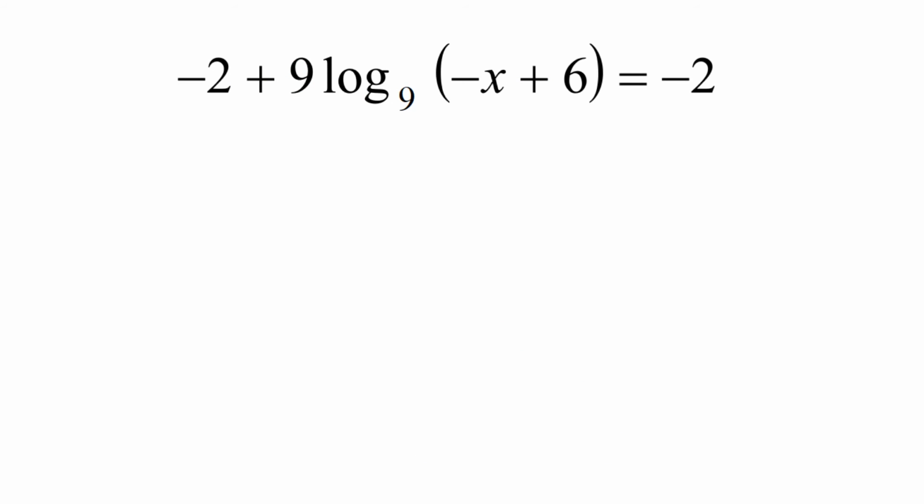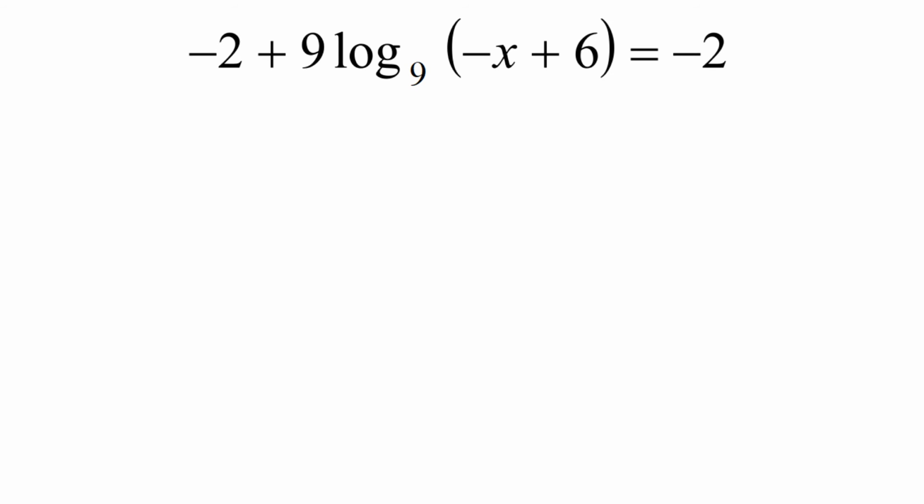And our last example. Again, we've got to make sure that this stays positive, the -x plus 6, so we know that we have a restriction on our domain there, so we need to keep this value lower than 6. So let's go ahead and see what we've got here.